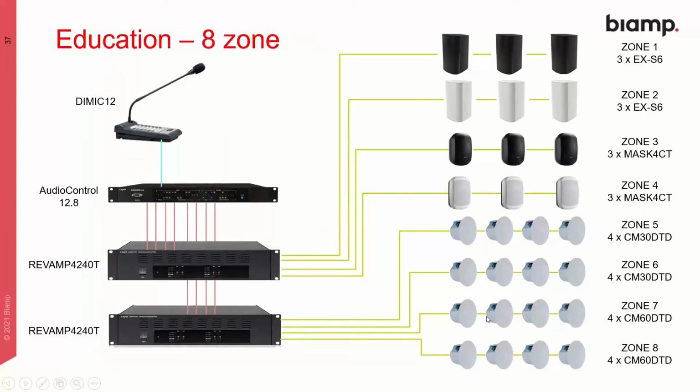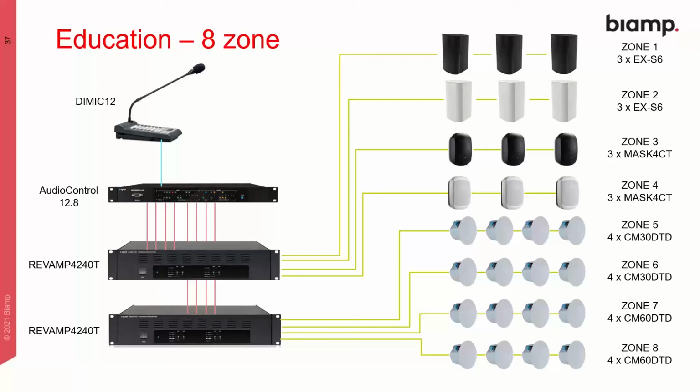Then we're going to go on to a slightly larger system. This one is aimed at education, but it could equally be used in many other different applications. So this uses our audio control 12.8 DSP processor. So it's a very simple processor. It's not open architecture like Tessera, but it has a real great functionality when it comes to paging and messaging, for example.